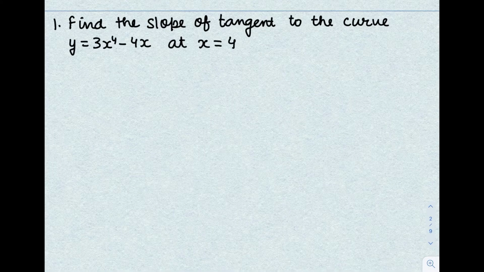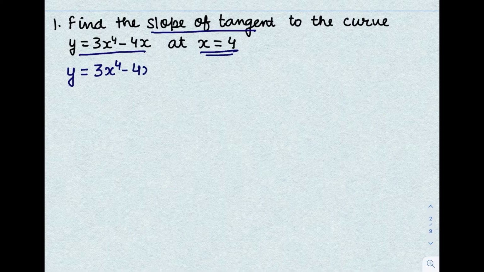Let's move to the first question, that is find the slope of tangent to the curve y is equal to this at x equals to 4. See, here the equation of the curve is given, y is equal to 3x to the power 4 minus 4x. We know slope of tangent is just its derivative, so differentiate with respect to x, it will become dy by dx. So 3x to the power 4 will become 3 multiply 4x to the power 3 minus 4, that is 12x to the power 3 minus 4.